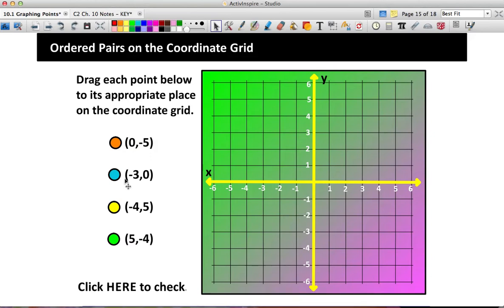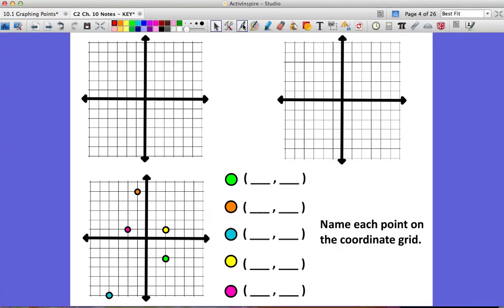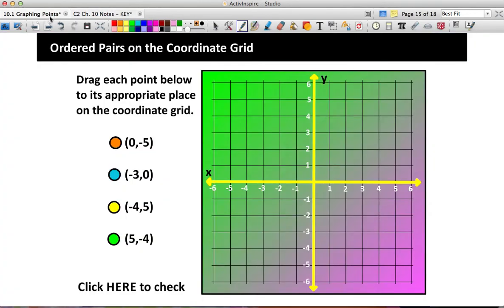Okay, so here's the next one. I need you to write down the coordinates, and I want you to make sure that you try this one on your own. We'll go over it in class tomorrow. You might want to write down that 0, 5. So here you can put 0, 5, and you might want to put that it's orange. And that will help you when we go over our answers, make it a little bit easier to check your answers to see if they're correct or incorrect. So then negative 3, 0 would be blue, negative 4, 5 would be yellow, and 5, negative 4 would be green. Remember, you can always pause to write this down and go get markers or colored pencils.